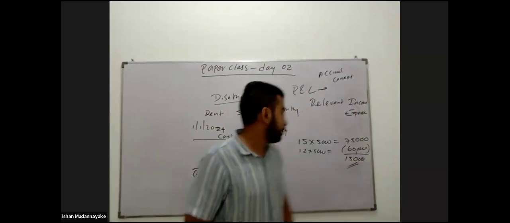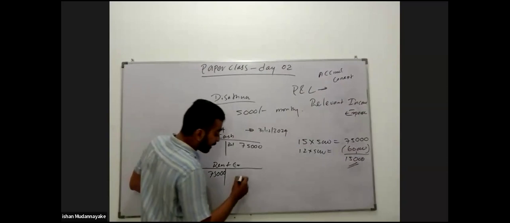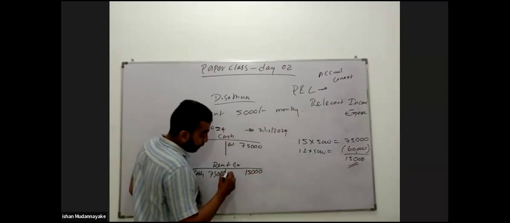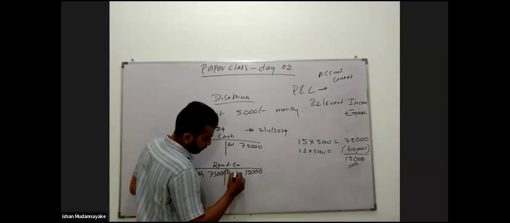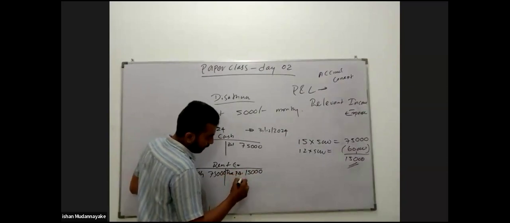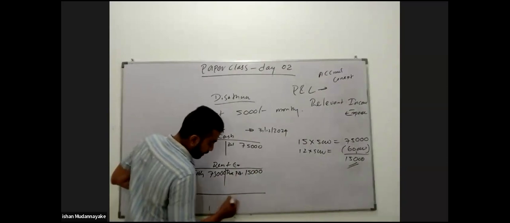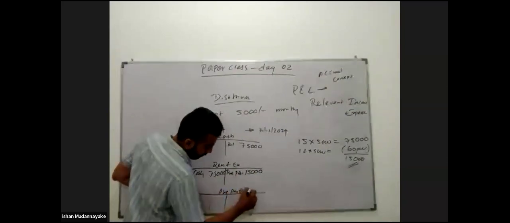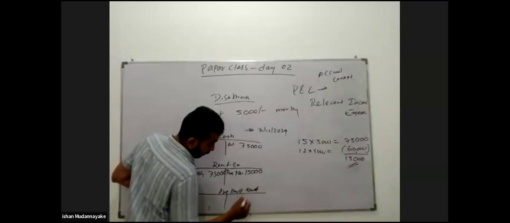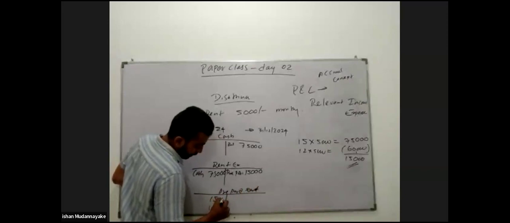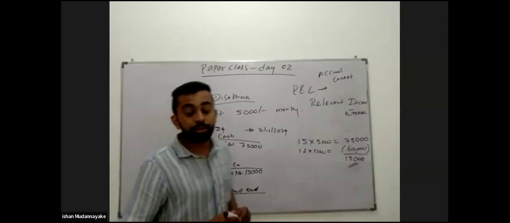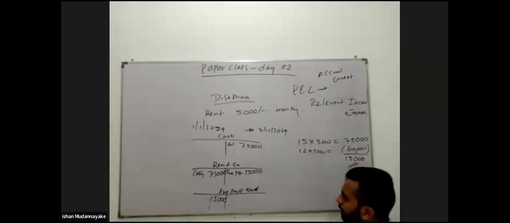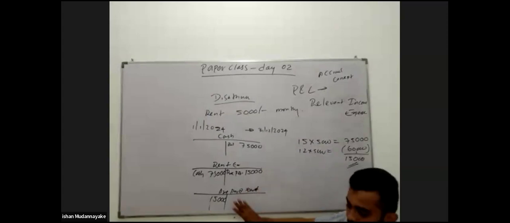How to remove? Students, rent expense account credit 15,000. Prepaid rent account debit 15,000. This prepaid rent is an asset for the business. Rent expense account credit, prepaid rent account debit.